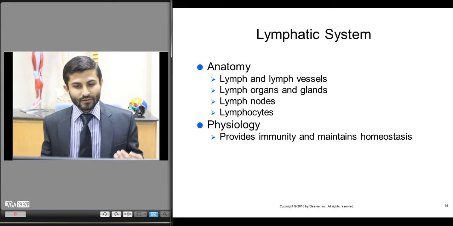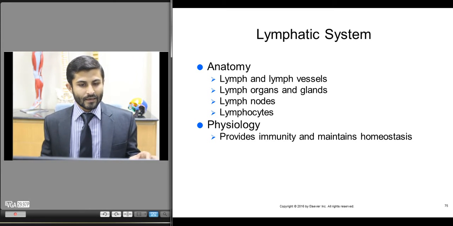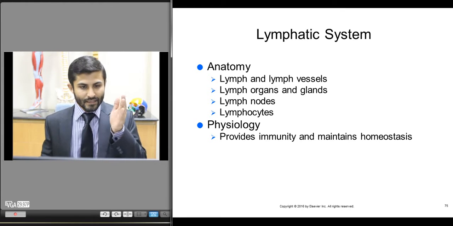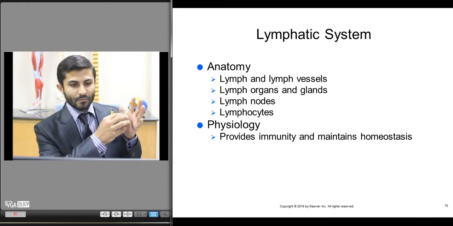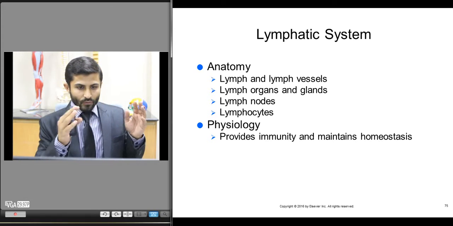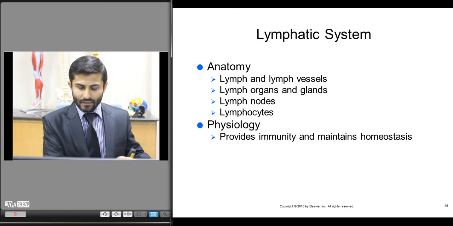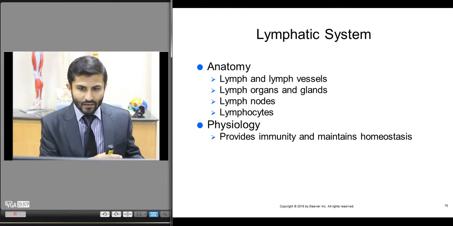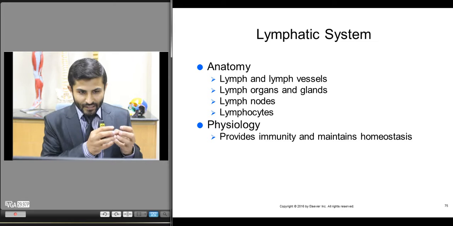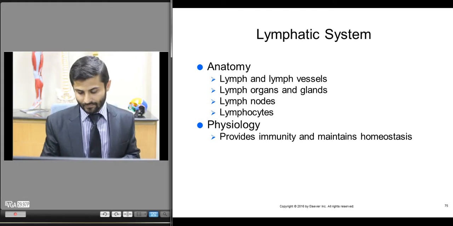The lymphatic system, anatomically saying, we have lymph and lymph vessels, lymph organs and glands, lymph nodes and lymphocytes. But physiologically, it provides immunity and maintains homeostasis. This lymph is basically the interstitial fluid, the fluid that is present between the cells. This lymph is separated when the blood is pumped into the blood vessels. What happens is that the lymph oozes out from the blood vessels slow and steady, and then it is recollected through these lymph vessels, and it is carried to the lymph nodes where they screen it for potential problems, and then it goes back to the heart for recirculation.